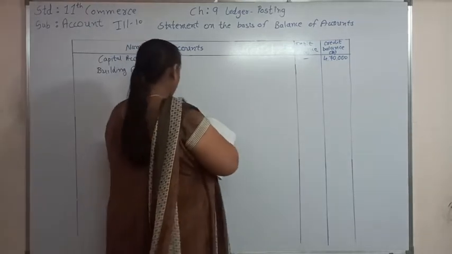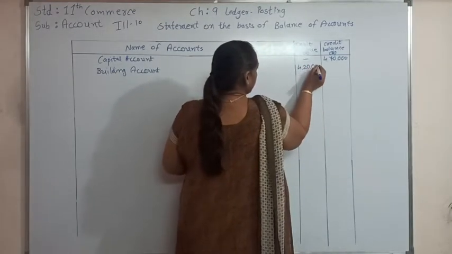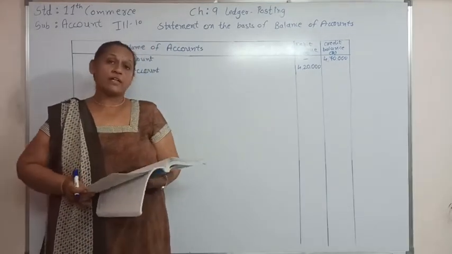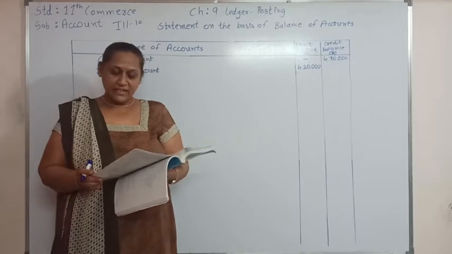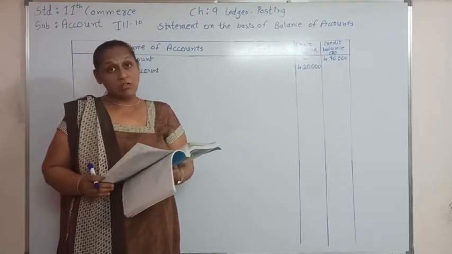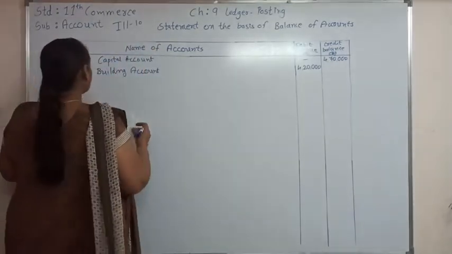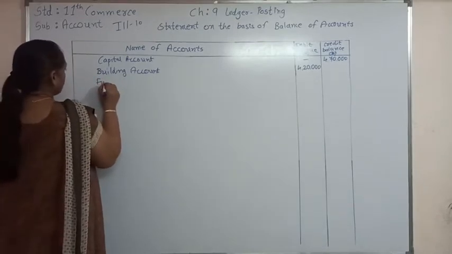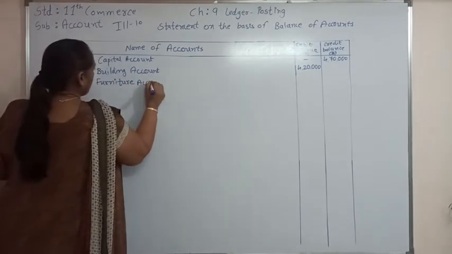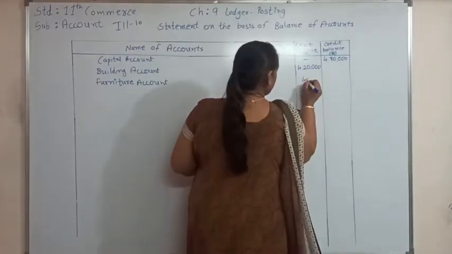And that building account has a debit balance of 4,20,000. Now let's see the third account, that is the furniture account. Here on the debit side it is 40,000. Credit side nothing is given to us. So this is also called a debit balance. So that we are going to write down in the furniture account. The amount will be 40,000, that will be on the debit side.